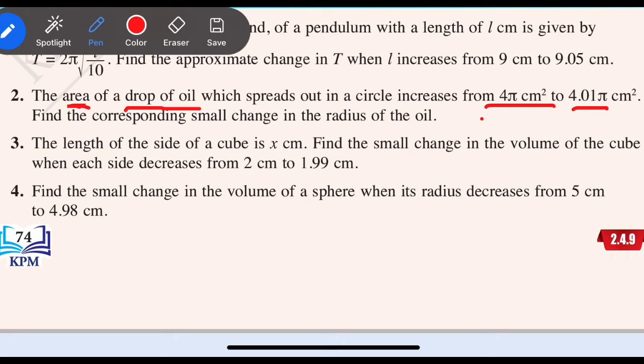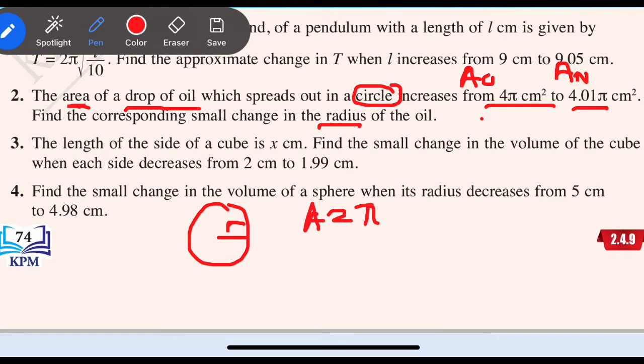Question number 2. The area of a drop of oil which spreads out in a circle increases from 4 pi centimeters squared to 4.01 pi centimeters squared. The circle is very important, so circle the keywords. Find the corresponding small change in the radius of the oil.